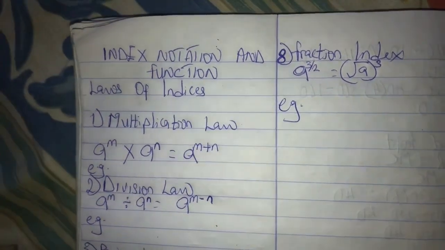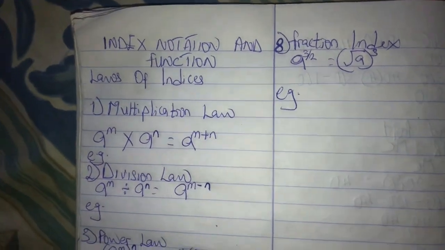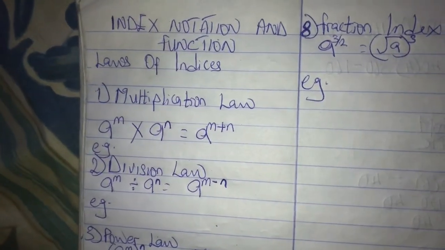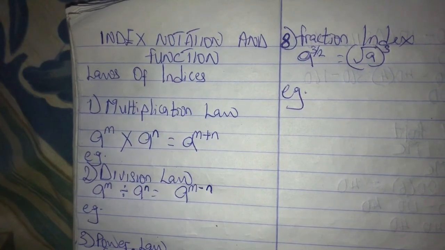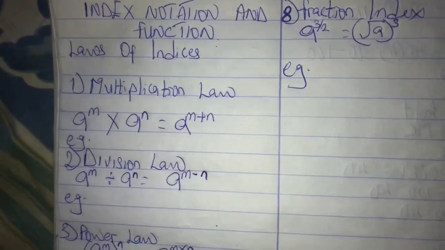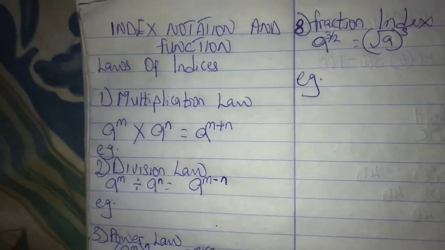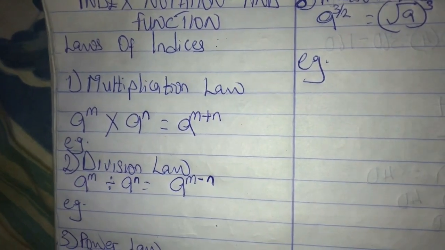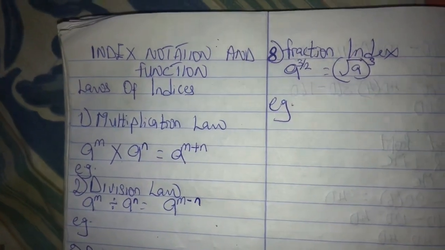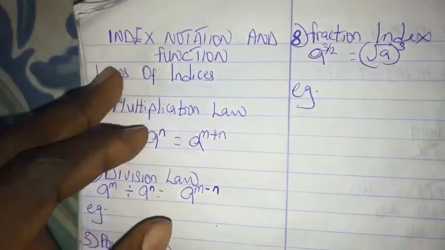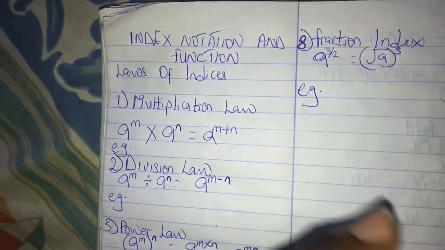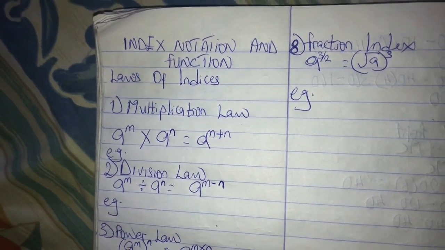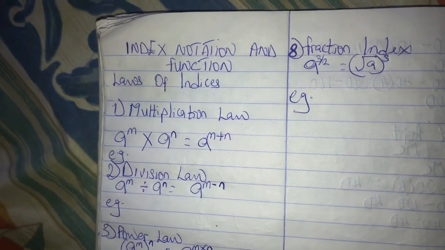And our topic for today is indices, but I prefer to call it index notation and function. So what are indices? It's a method of shortening the product of a number of equal factors, or numbers that are the same. We call it the base. Without wasting much of our time, this is what we are going to be doing today: just the laws of indices with one or two examples.